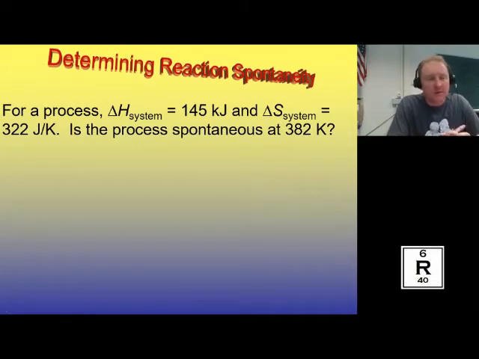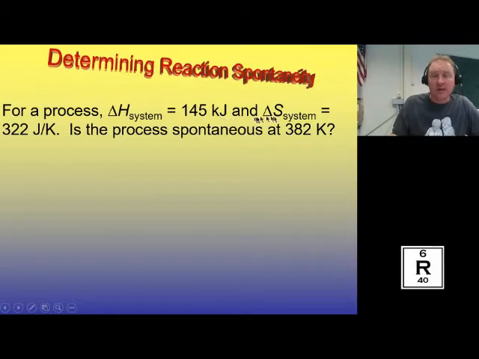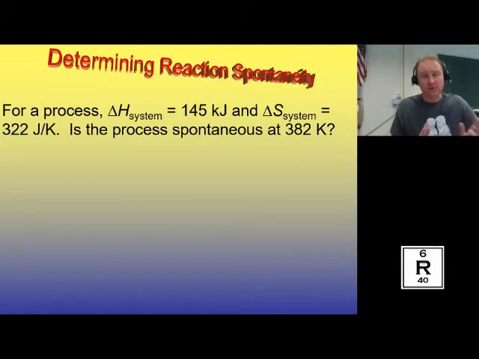All right, so let's do an example here with some actual values. For a process here where the change in enthalpy is 145 kilojoules and the change in entropy is 322 joules per Kelvin, is the process spontaneous at 382 Kelvin? When I ask questions like this, I want you to show your work and I want you to solve for G. You got to solve for G to figure out if something's spontaneous or not.